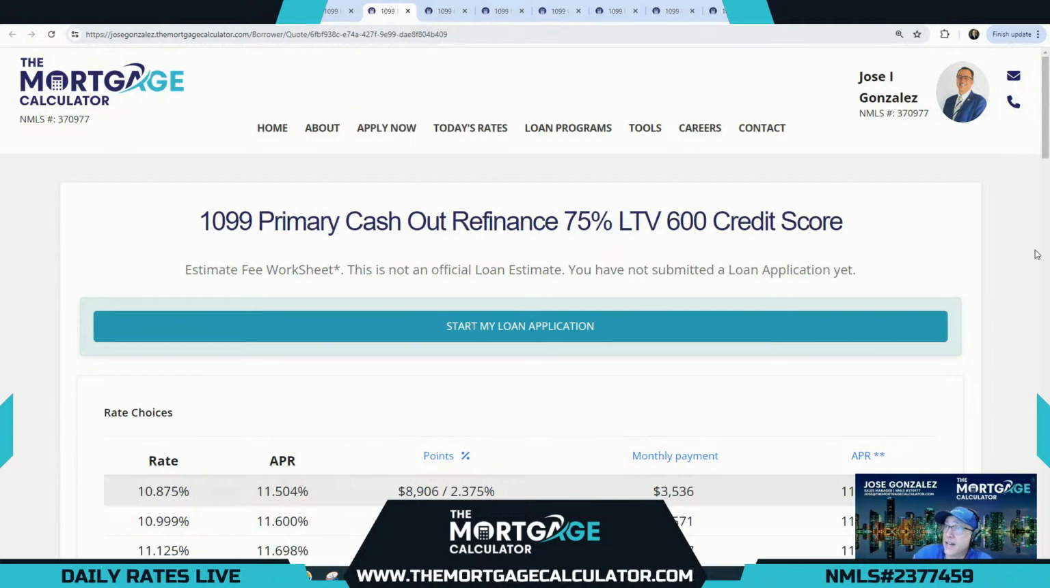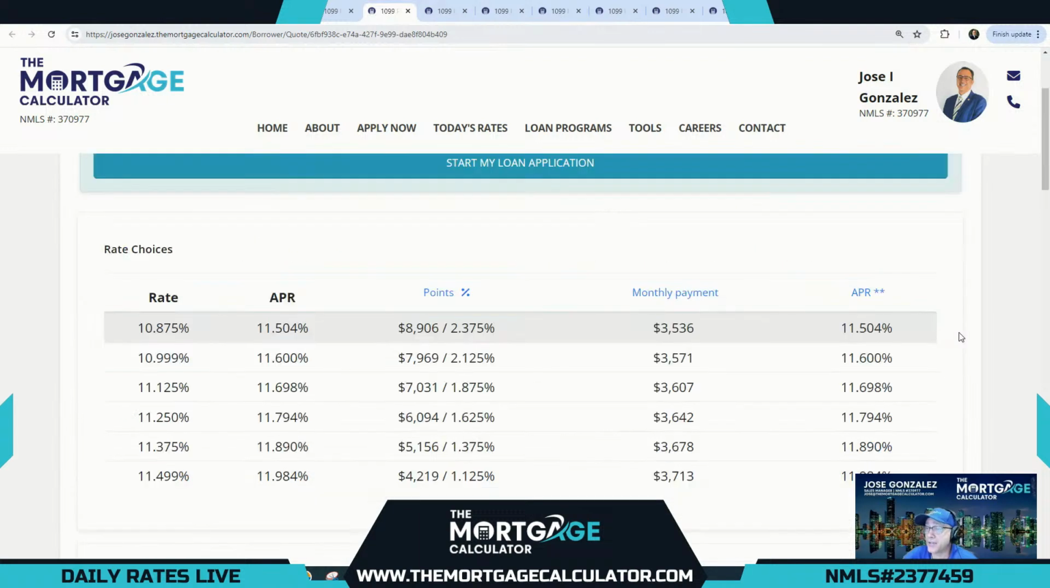And our 600 credit score, now our last two options here are going to be our lowest credit score option for this product. 600 credit score does still allow us to attain 75% LTV for a primary cash out refi. And you're looking at 11.499 as our lowest cost option at a cost of 1.125 points. And you can buy that down all the way to 10.875 at a cost of 2.375 points for our primary cash out with a 600 credit score.